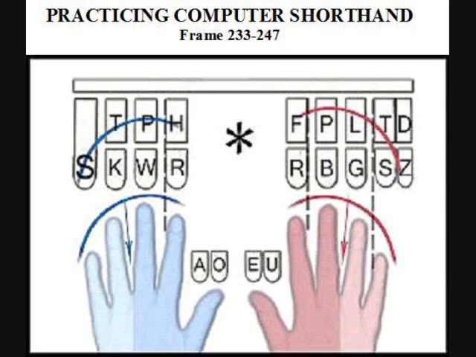Okay, this completes the 16th dictation tape for practicing computer shorthand. And practice hard and keep those fingers flying.